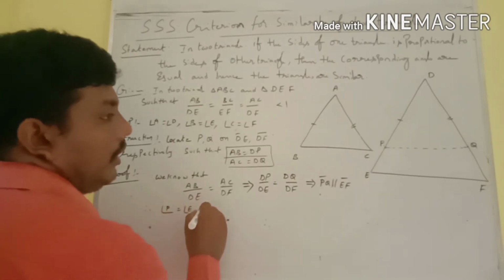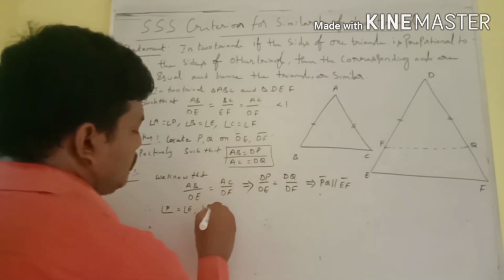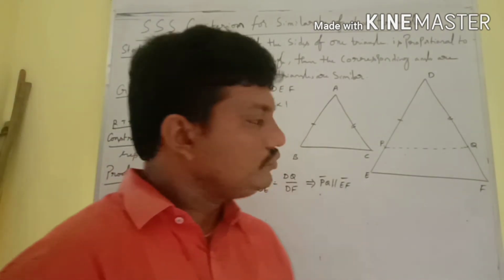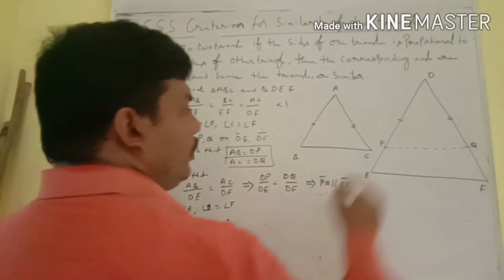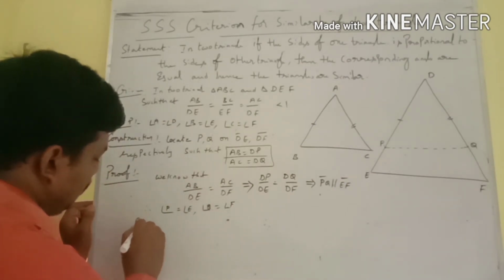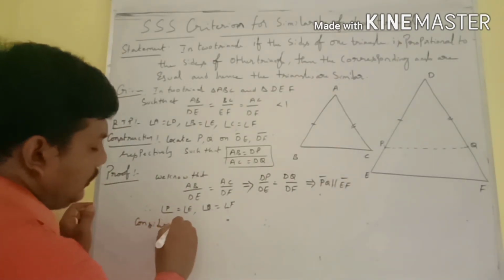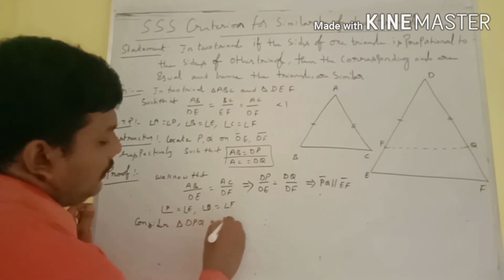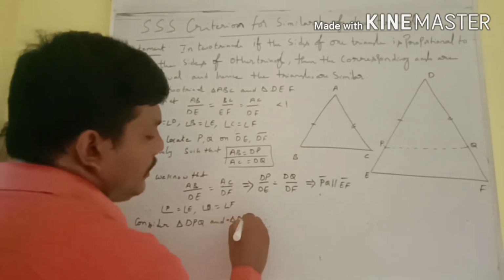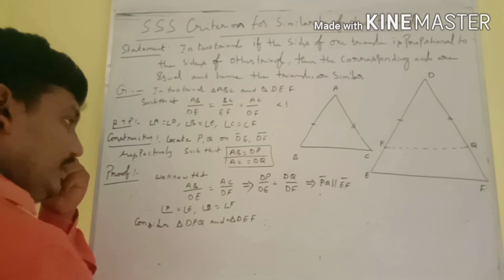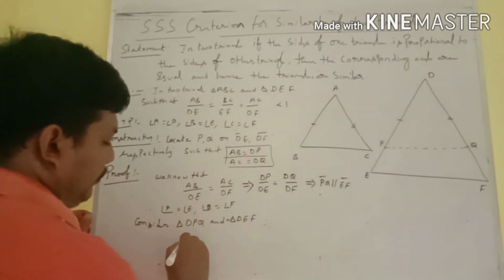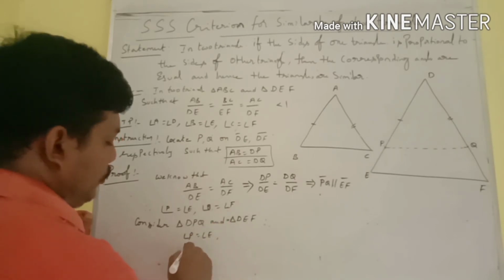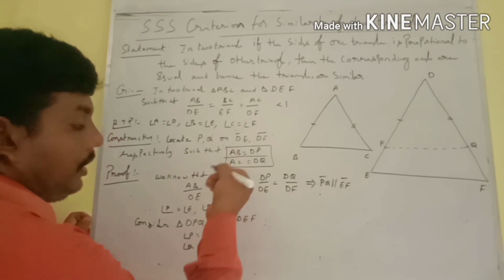E, angle Q is equal to angle F. Now consider triangle DPQ and triangle DEF. In triangle DPQ and triangle DEF, angle P is equal to angle E from the previous condition, and angle Q is equal to angle F. This is from the above conditions.